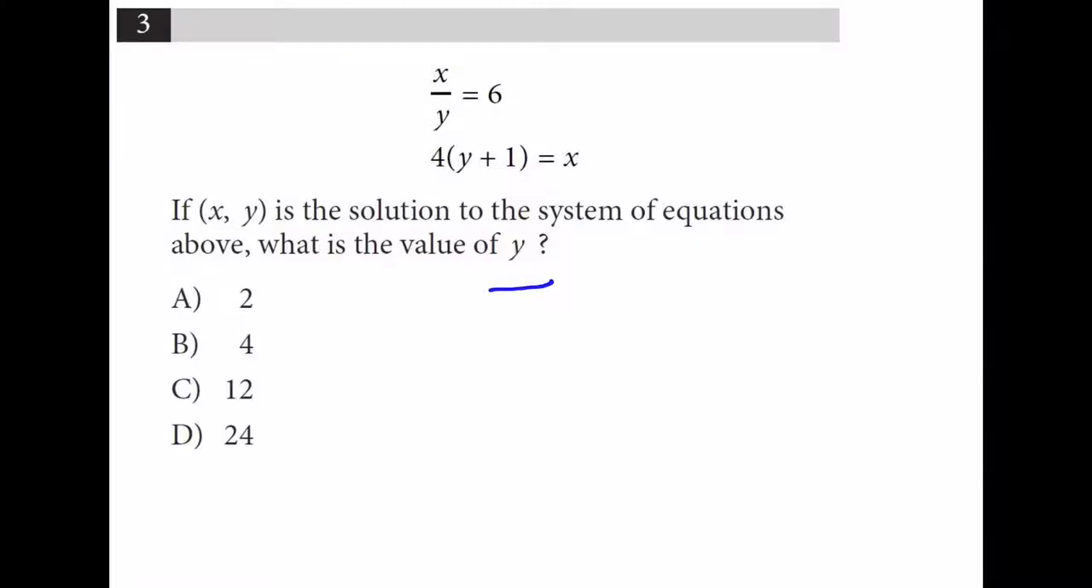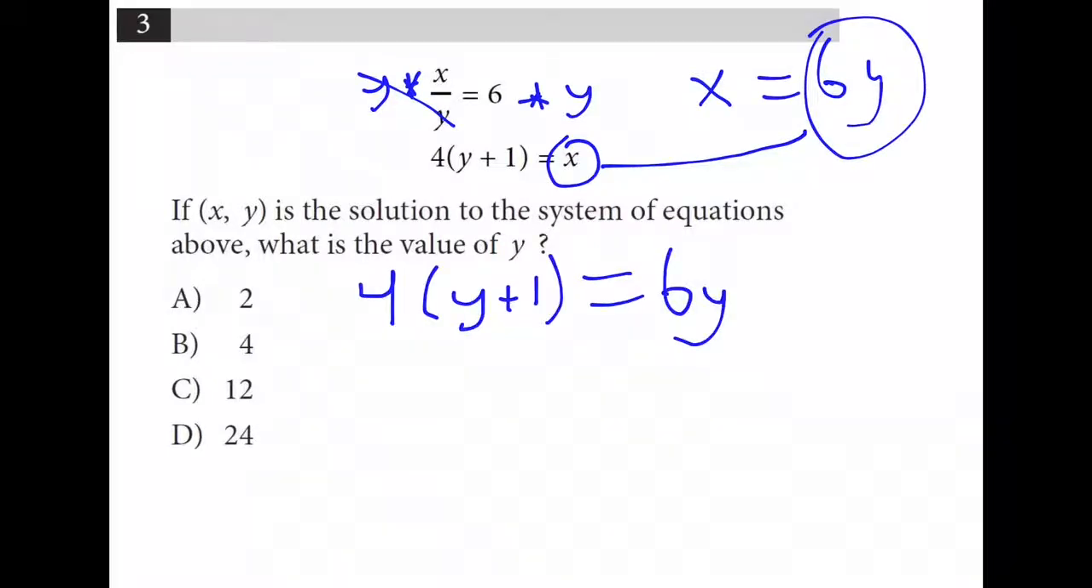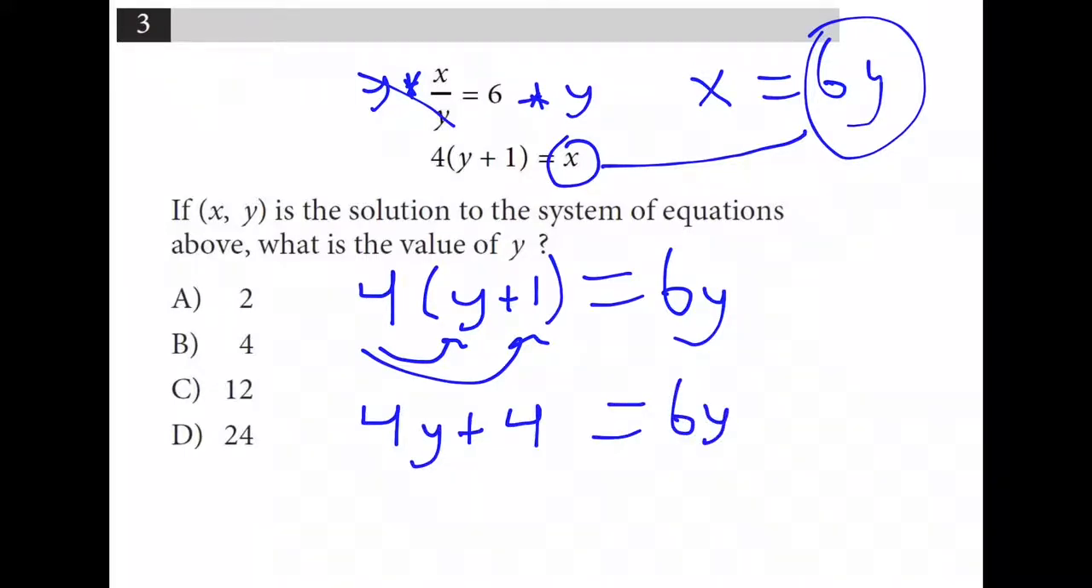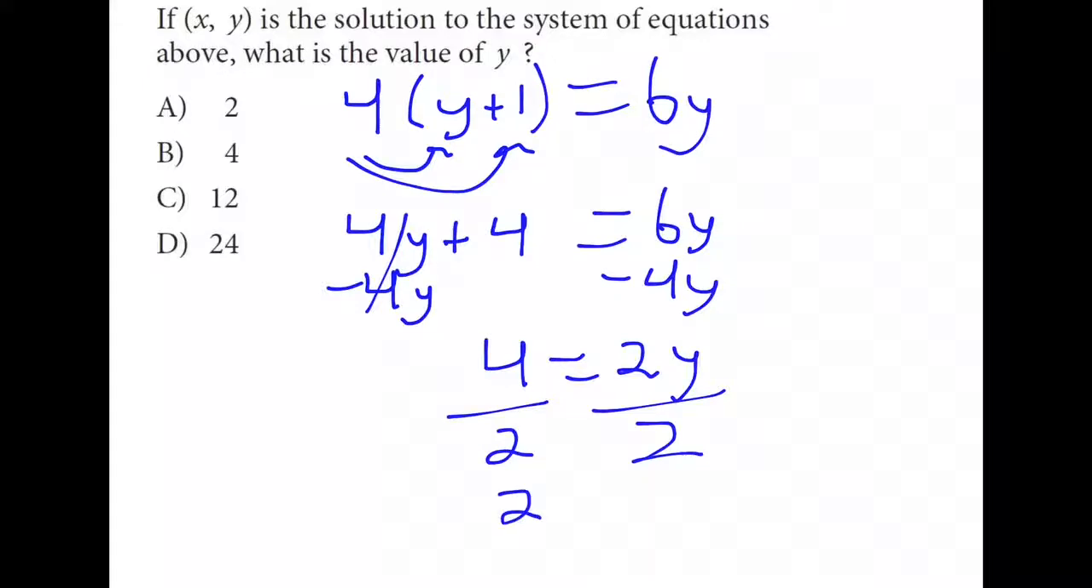So I'll take this top equation and I'll multiply both sides by y. On the left they cancel out, and I'm left with x is equal to 6y. Which is great because I can take x in the second equation and replace this with 6y. So then I'm solving the equation 4 times the quantity y plus 1 is equal to 6y. I start off by distributing. I get 4y plus 4 is equal to 6y. And if I subtract 4y from both sides, I get 4 is equal to 2y. And when I divide both sides by 2, 2 is equal to y.